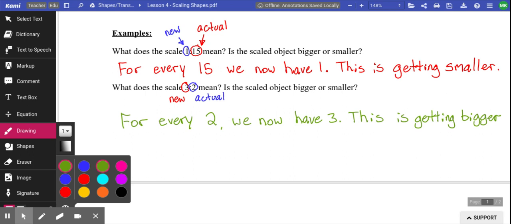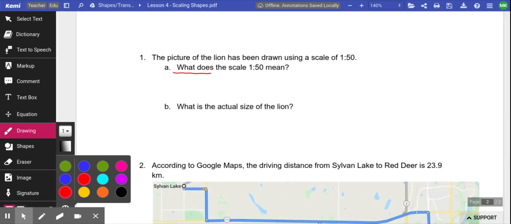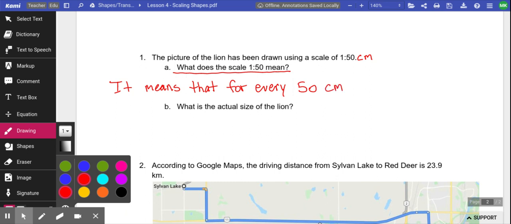Now we're going to actually try to apply scaling and ratios. So we have the picture of a lion being drawn using a scale of 1 to 50. What does a scale of 1 to 50 mean? It means that for every 50, and they didn't give us units, they should have, we'll say 50 centimeters. For every 50 centimeters, the lion measures.